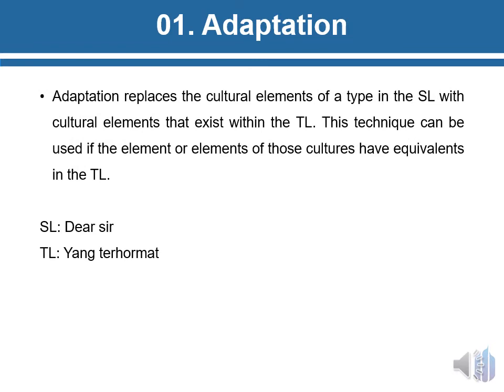The first technique of translation is adaptation. Adaptation replaces the cultural elements of a text in the source language with the cultural elements that exist within the target language. This technique can be used if the elements of those cultures have equivalents in the target language. So you don't try to translate the source language into the target language literally here, but you need to adapt into the equivalent adaptation which exists in the target language.